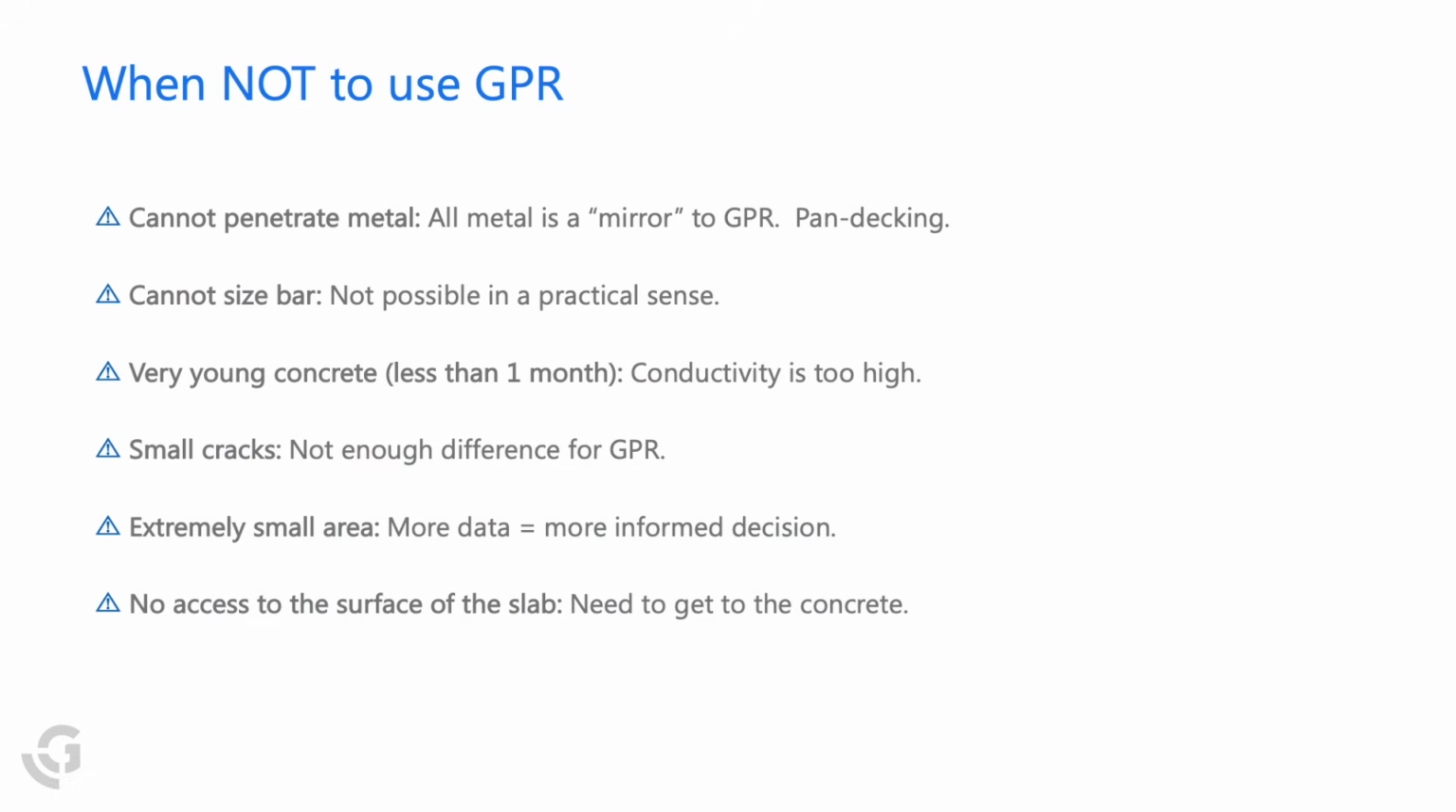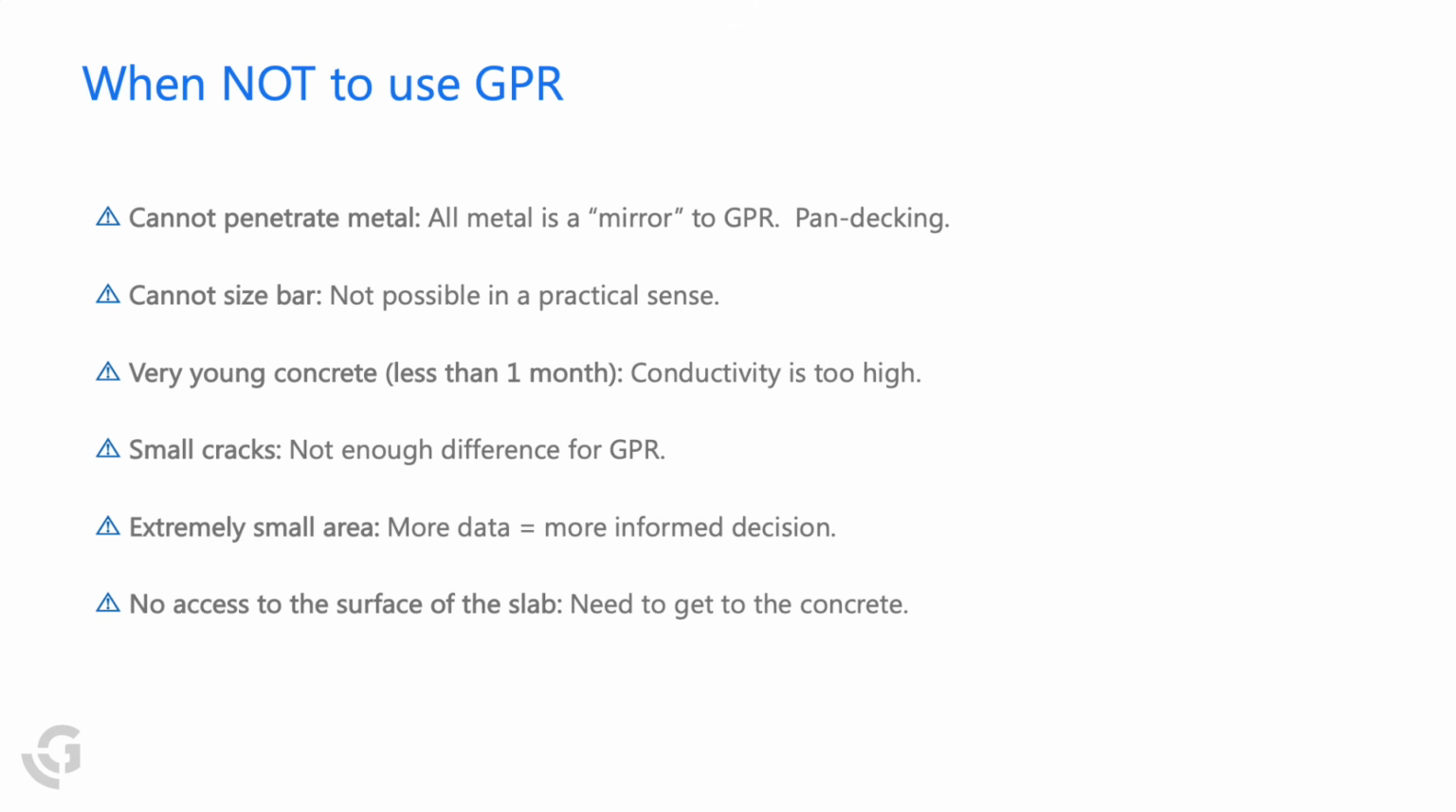Let's review when not to use GPR. We know that GPR cannot penetrate metal and in fact acts like a mirror. So any type of pandecking or corrugated metal in your slab will block that radar and not allow you to see anything beneath it. We cannot size rebar in a practical sense.